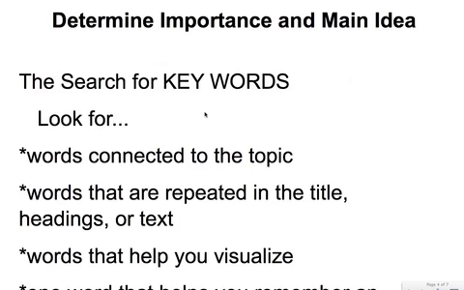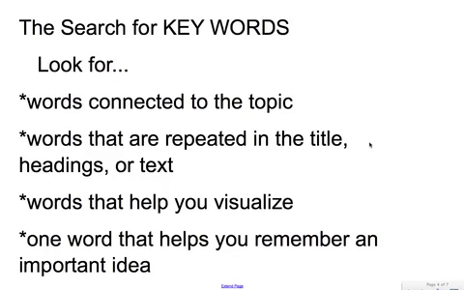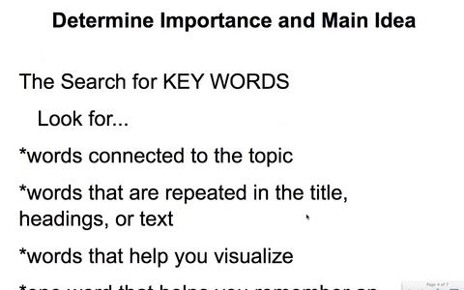Determine importance and main idea. What I can tell you about this is searching for the key words. Words that are connected to your topic. Words that are repeated. Headings. Words that are repeated in the title, in the headings, or in your text. Words that are very visual for you. They help you picture what's going on. Words that help you remember an important idea. Keywords are different for everybody, because everybody has a different idea of what is important. The MCA tests have a very clear idea about what is the main idea of each article.